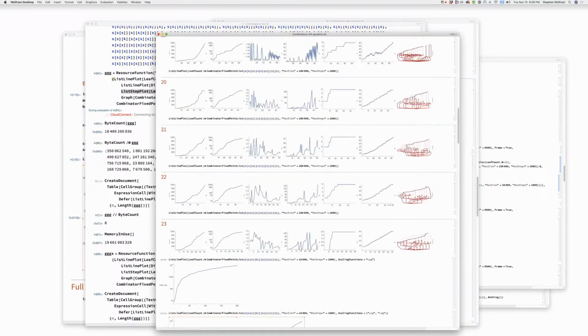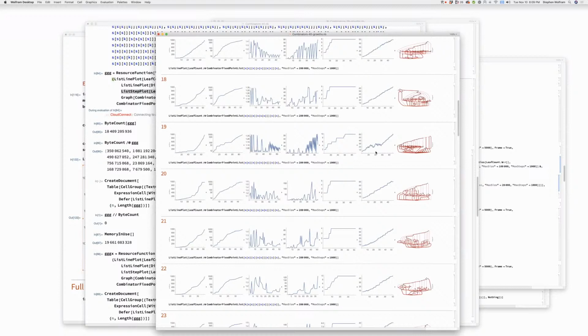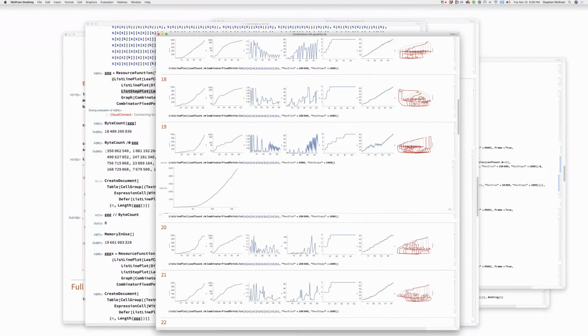What do you think about this guy here? Well, that one looks like it's going to be very straightforward after a certain transient.